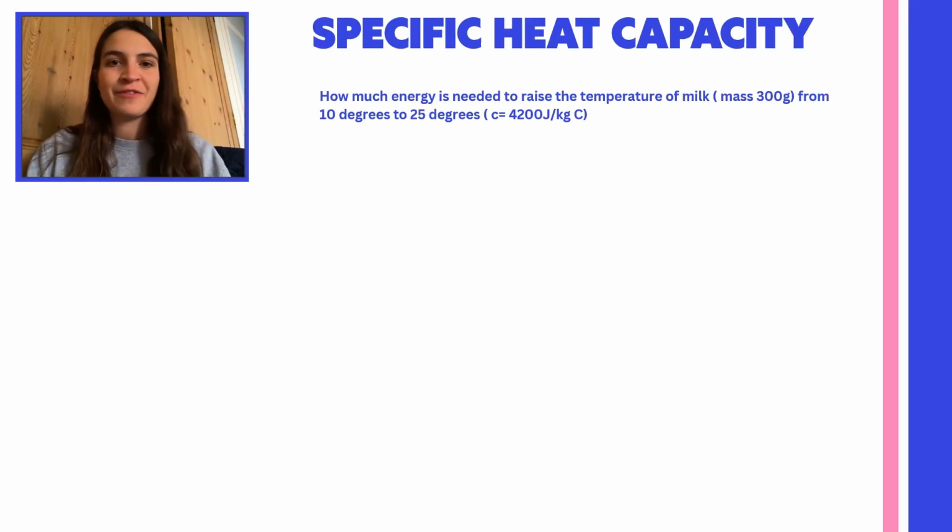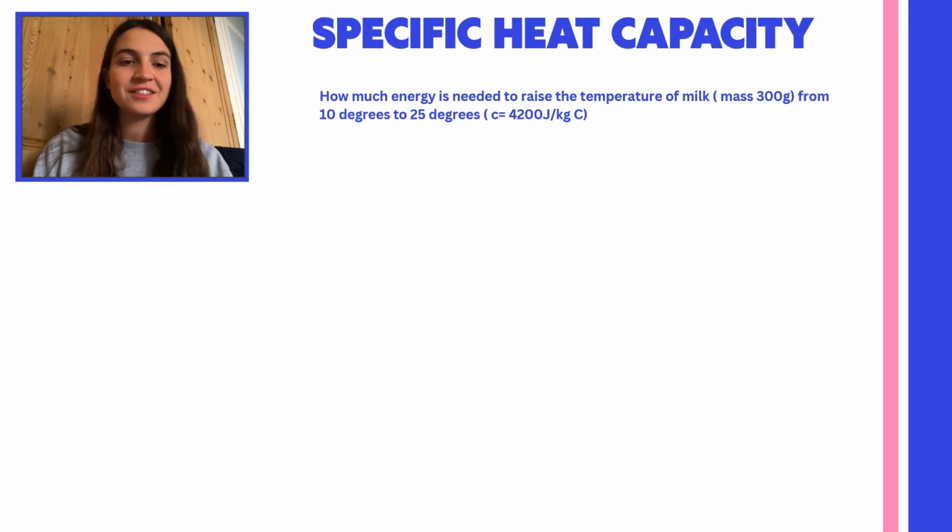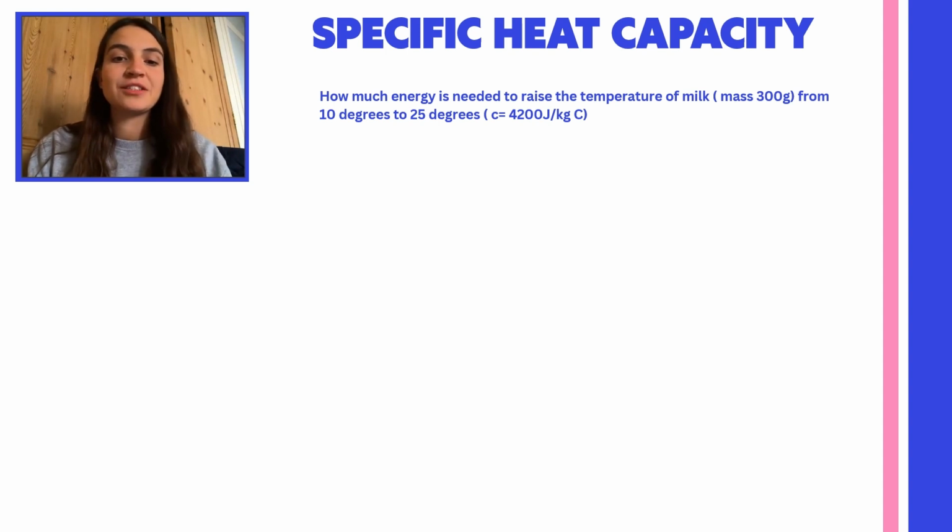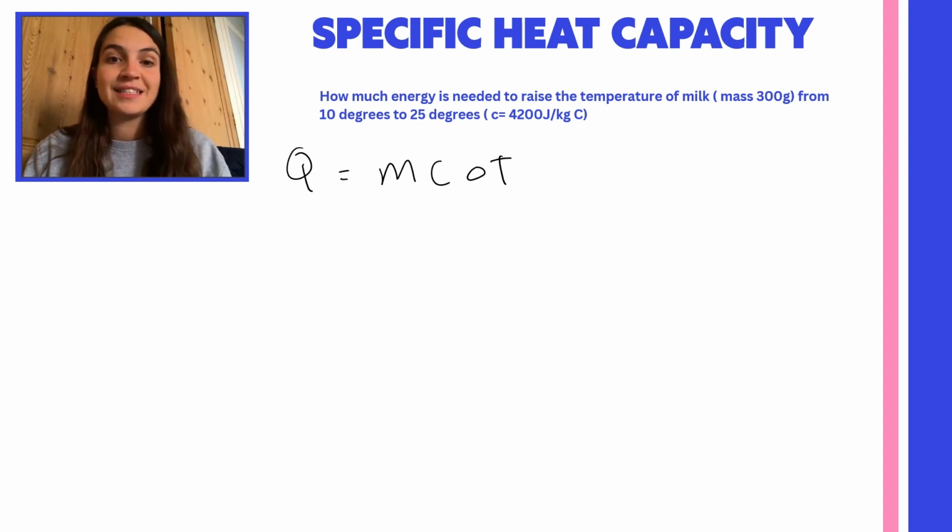Okay, some specific heat capacity calculation. So how much energy is needed to raise the temperature of milk of mass 300 grams from 10 degrees to 25 degrees, and it gives me the specific heat capacity of milk. Okay, so first things first, what is my equation? Q is equal to MC delta T, energy, make cup of tea, MC delta T. That's how I remember that that's my equation.